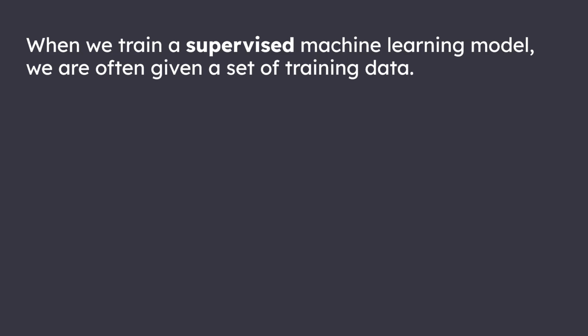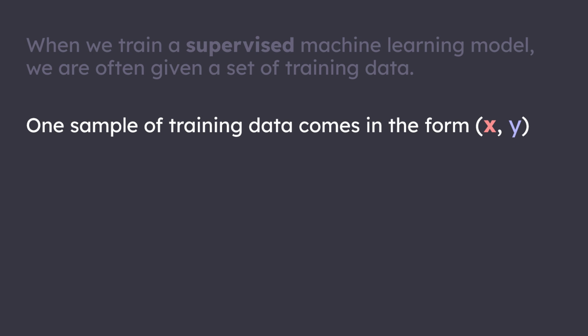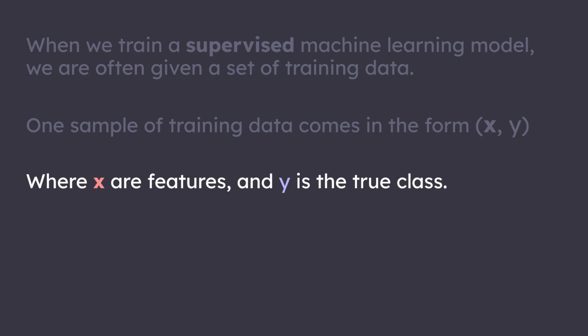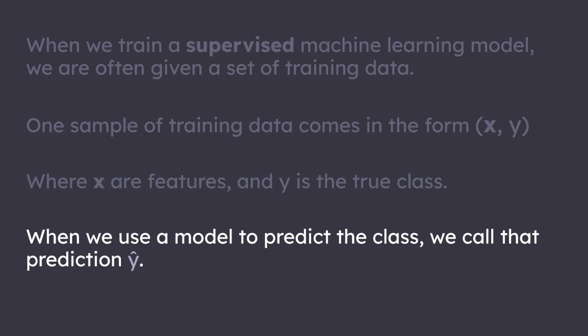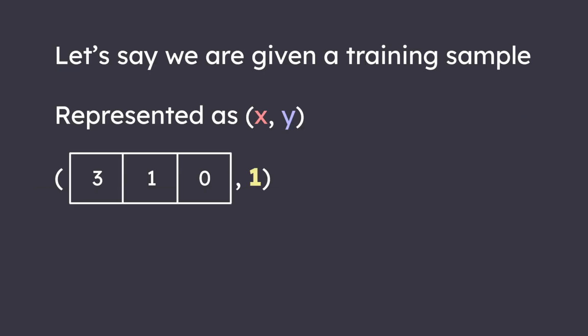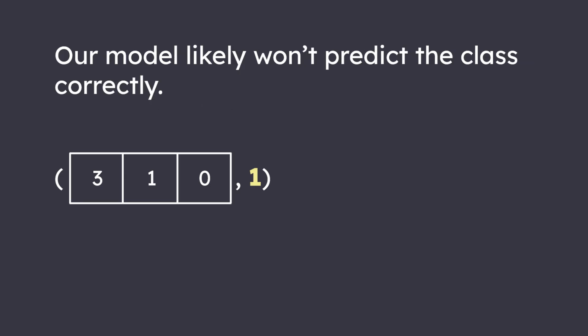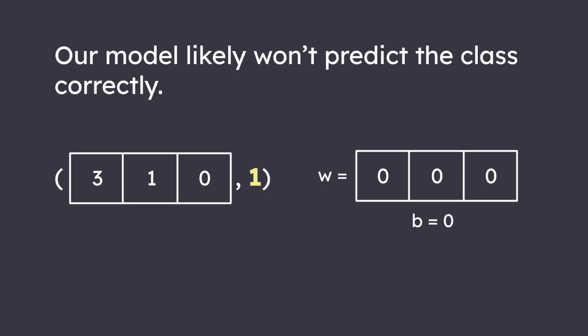When we train a supervised machine learning model, we are often given a set of training data. One sample of training data comes in the form x, y, where x are features and y is the true class. When we use a model to predict the class, we call that prediction y hat. When we train, we are given a training sample, which is a pair of a feature vector and a true label, which we call x and y respectively. Our model likely won't predict the class correctly. This is because we haven't trained our weights. Right now our weights are all 0, same with the bias.